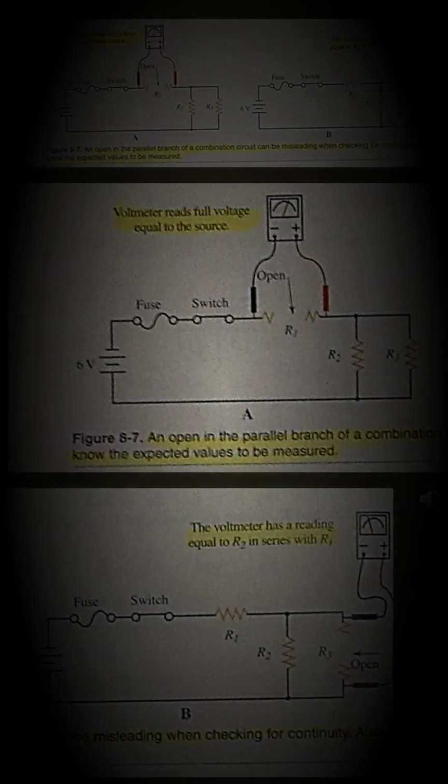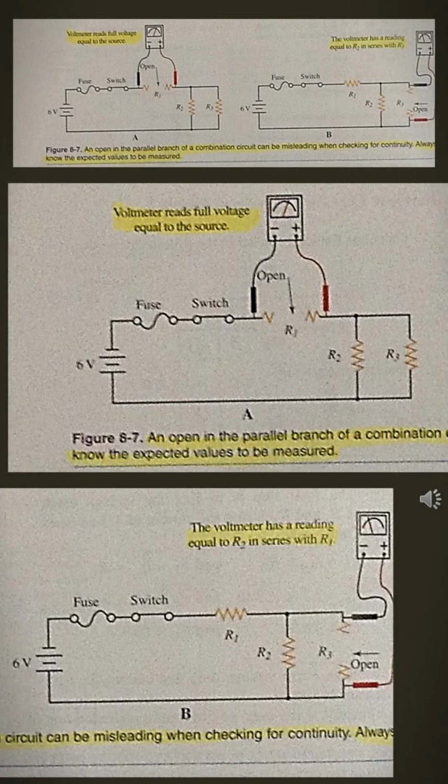Troubleshooting a combination circuit uses techniques developed for troubleshooting both series and parallel circuits. The methods used depend on what portion of the circuit is being tested. Look at figure 8-7. In part A, the voltmeter indicates an open circuit at series resistor R1, a voltage reading equal to the source. However, if R2 or R3 is open, you will not see a full voltage reading across them. See part B. If R2 or R3 is open, there will still be a complete path for current through the other parallel resistor.